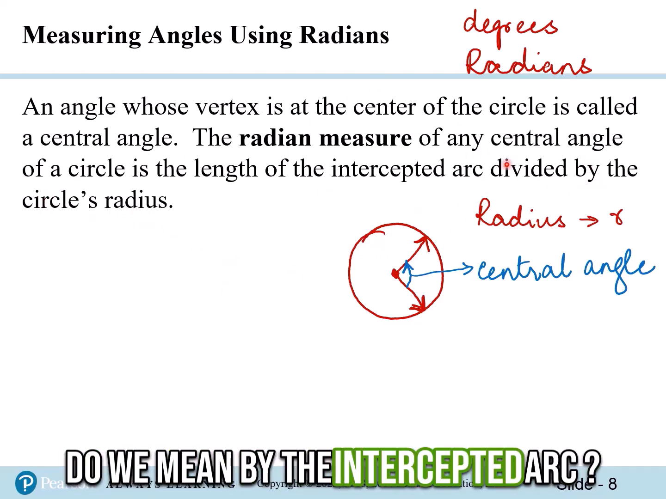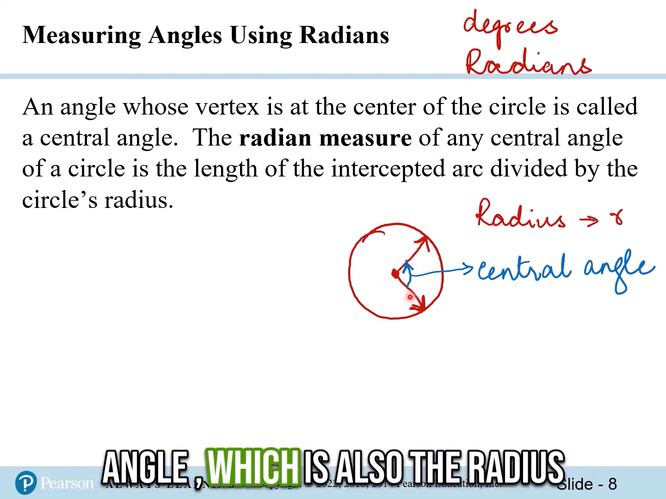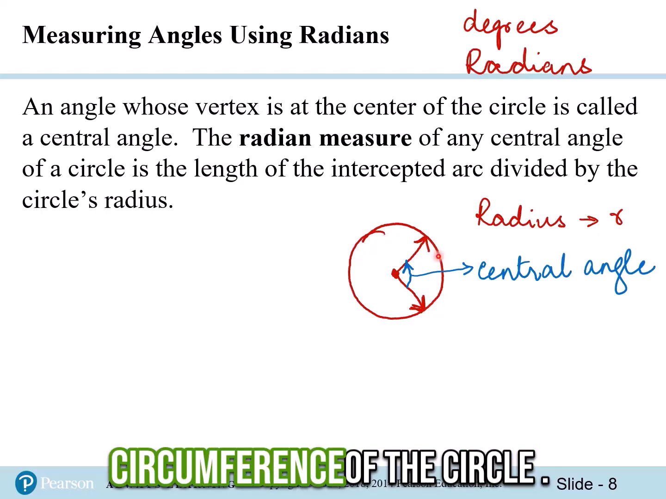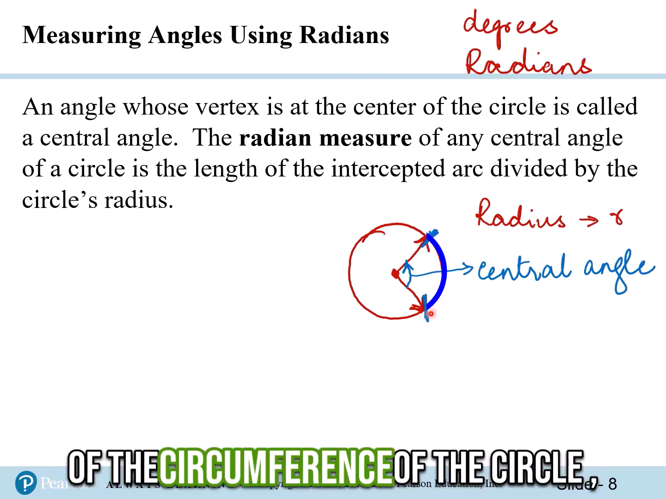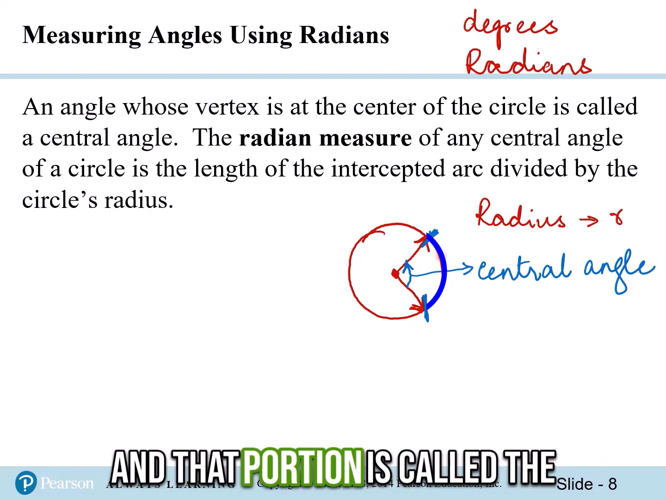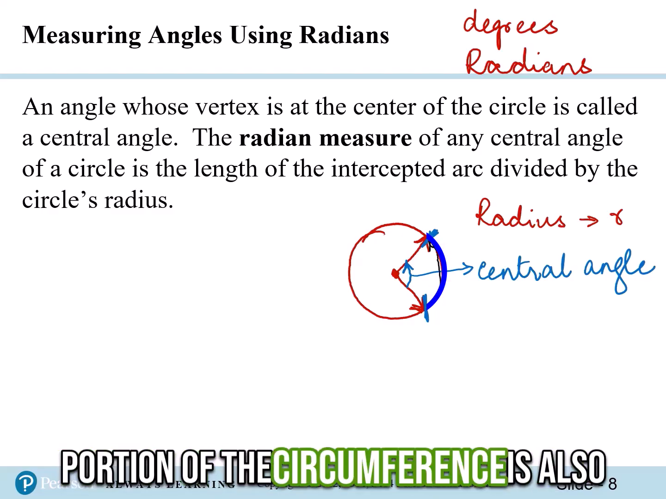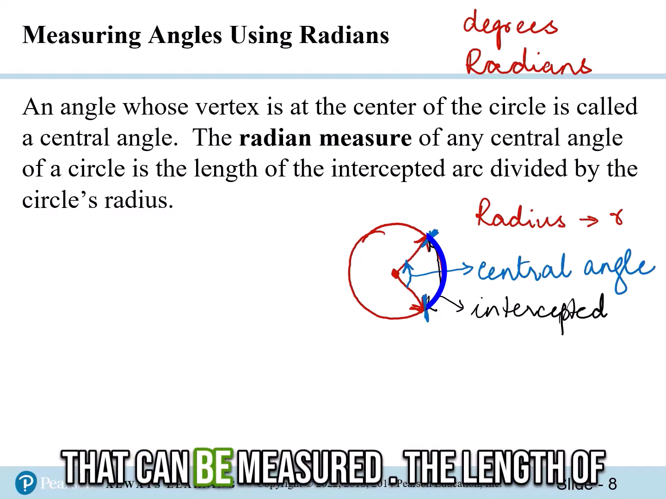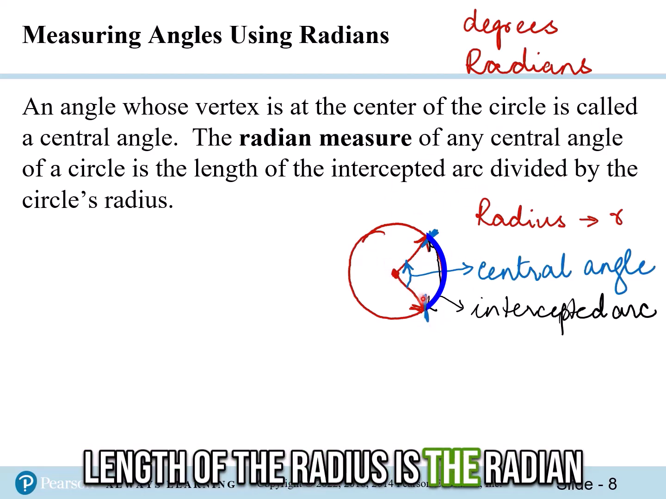What do we mean by the intercepted arc? Now, these two rays of the central angle, which are also the radii, intercept a portion of the circumference of the circle. Correct? It intercepts this portion of the circumference of the circle, and that portion is called the intercepted arc. All right, so this portion of the circumference is also known as the intercepted arc, and that can be measured. The length of the intercepted arc divided by the length of the radius is the radian measure.